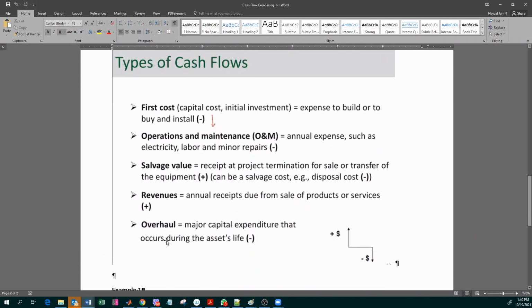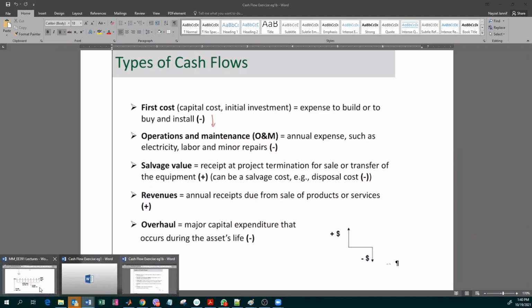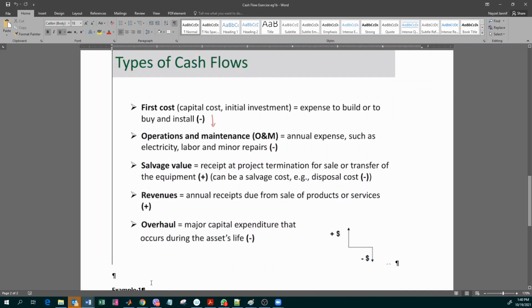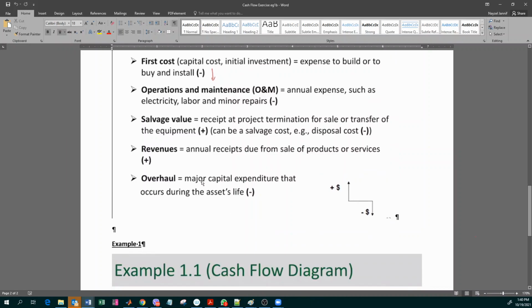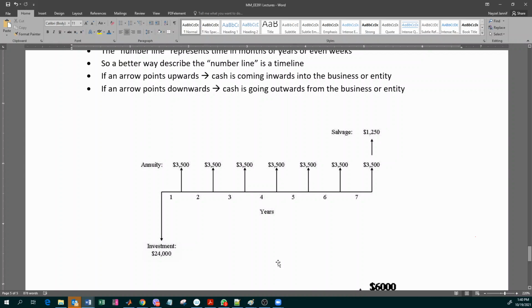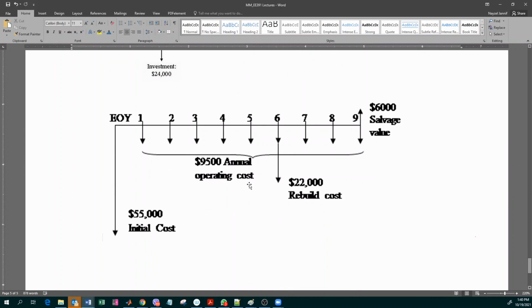All right. Now, revenues: annual receipts due from the sales of product or services. Let's have a look at these two examples over here. Can you see our revenue? That's our revenue, $3,500 per annum. And if it's consistent, you call that an annuity. Then there's overhaul. There's a major capital cost in the middle somewhere, which occurs during the life of the project. Let me show you the overhaul cost. The example was over here. That's an overhaul cost. Sometimes it's called a rebuild cost. All right, let's do some examples, guys.